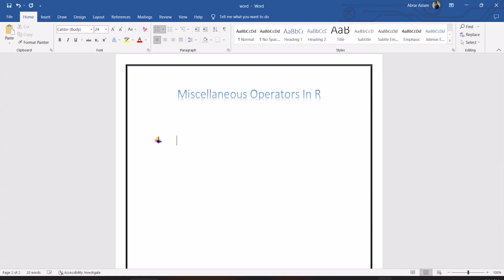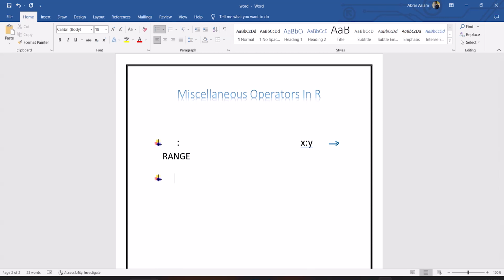So let's have a look at some other operators. The first operator is the colon operator. We have seen it in our previous videos. This operator is used for creating a range. It is a range operator and creates a range of numbers. It is written as this.